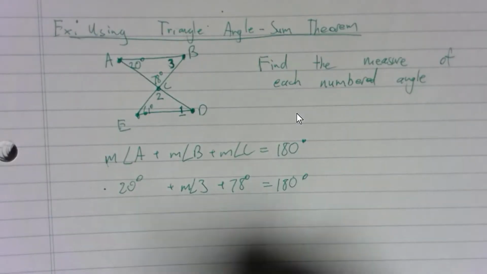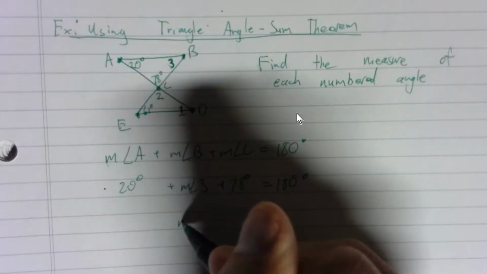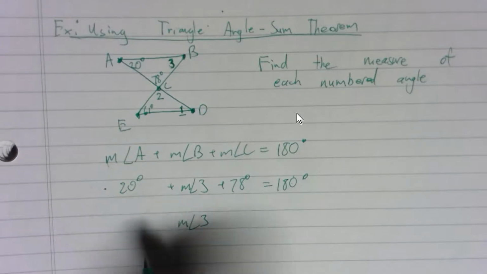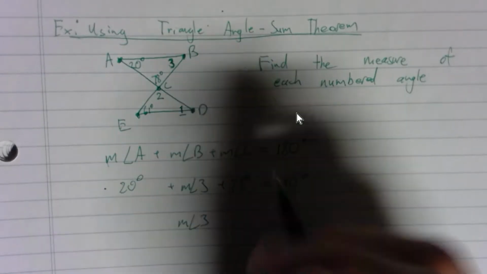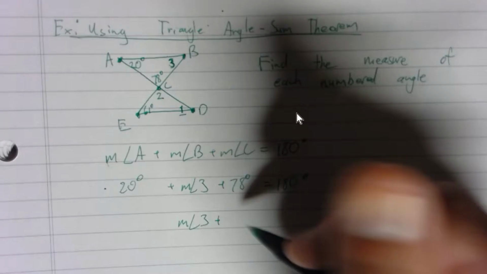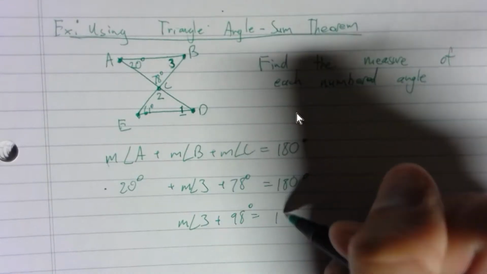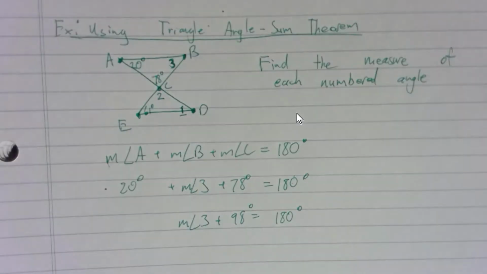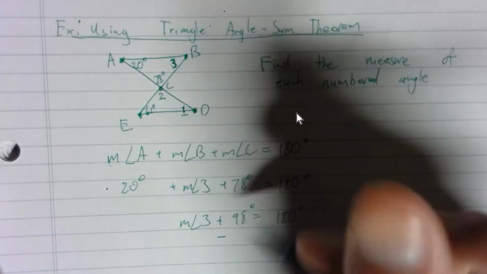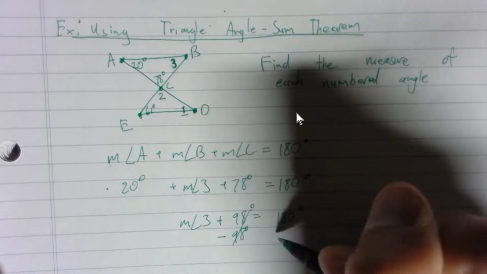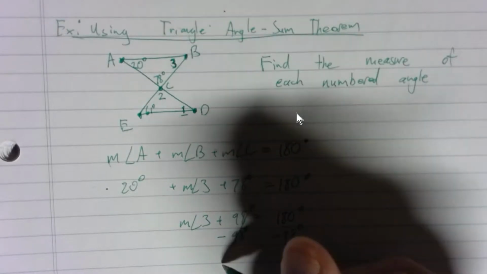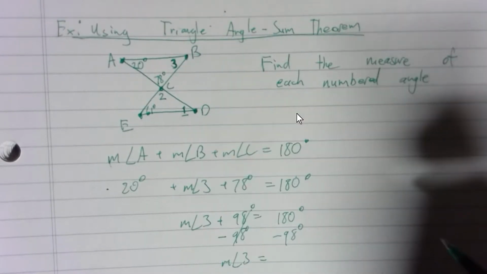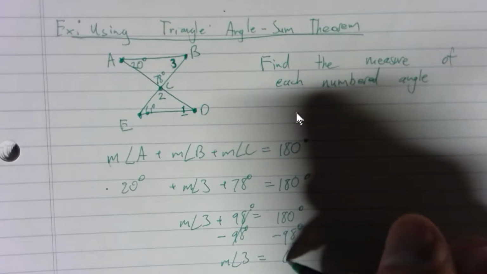And then let's combine like terms. The measure of angle 3 is not a like term with 20 degrees and 78 degrees, but 20 degrees can add up to 78 degrees. That'd be 98 degrees. That used to be an old boy band from, I think, the late 90s, 98 Degrees. Just a little bit of fun trivia there. And then you're going to subtract 98 degrees from both sides, and I believe that leaves you with the measure of angle 3 being 82 degrees.